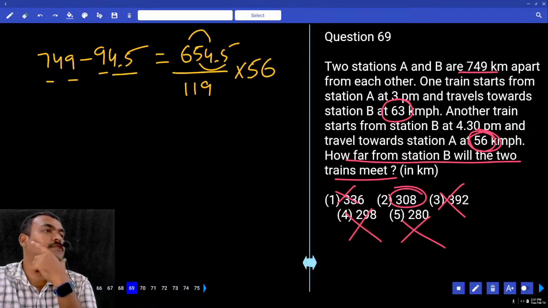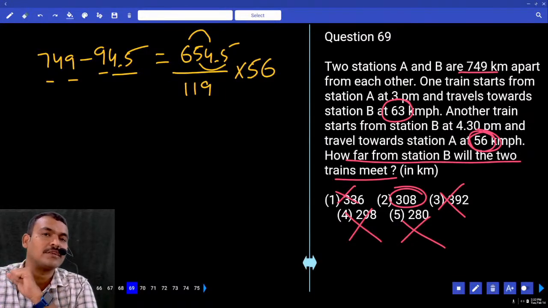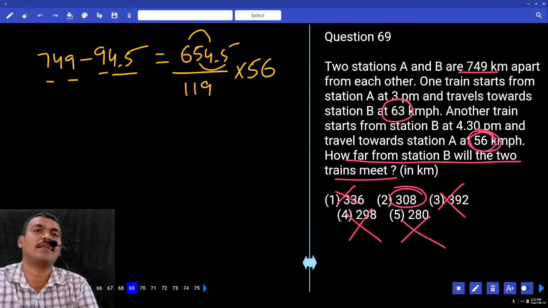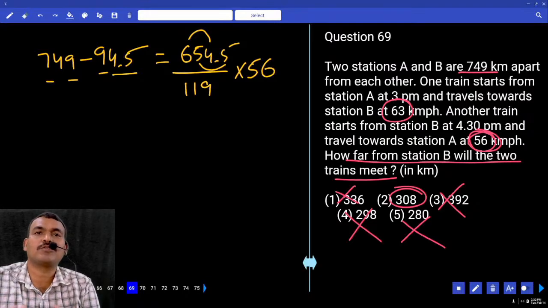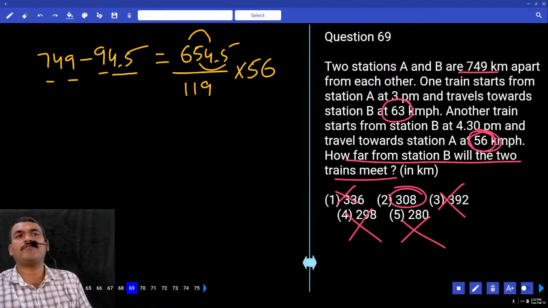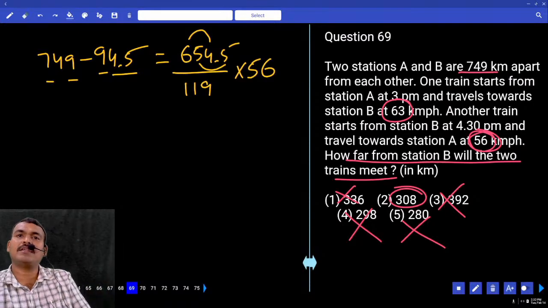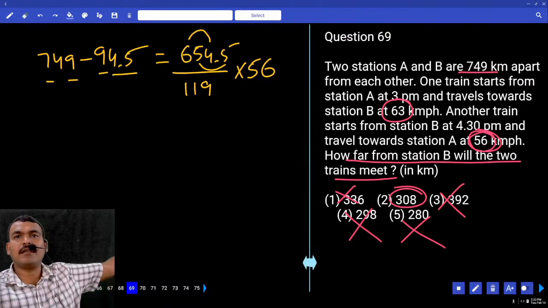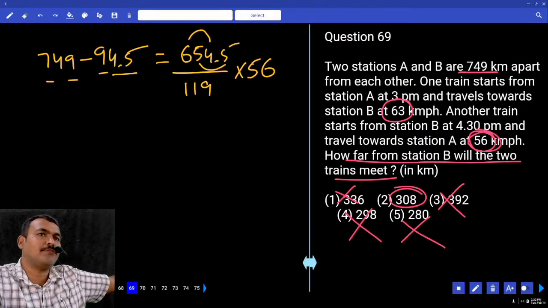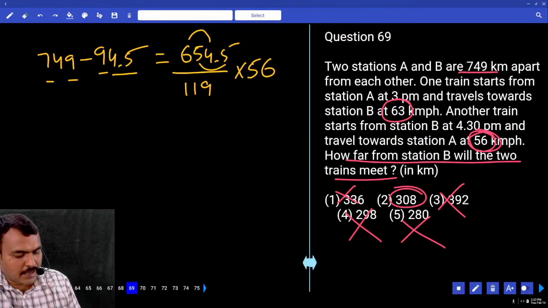What is the actual distance? 749. In that, how much distance has the first train already completed? 94.5. What is the remaining distance? 654.5. It is completed by both the trains in which direction? Opposite direction. What is the relative speed? 119. Distance by speed, we get the time. But we required from B, means what is the B speed? 56. Time into speed, we get the distance. Numerator 11 multiple. Any cancellations in the denominator? No. Answer is 11 multiple. Only one option, 308.